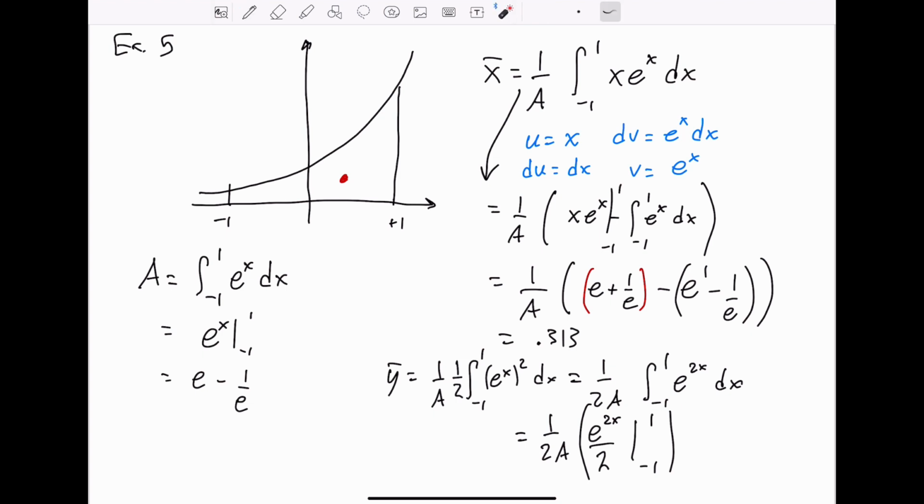Multiply by 1 over 2A. A, once again, is this value of the area. And if we plug this into a calculator, we get a value of approximately 0.772. So the x component for the centroid is 0.313, the y component 0.772, approximately. So x bar, y bar is approximately equal to 0.313, 0.772. So that looks like it would be slightly higher than what my guess was here. Somewhere probably around here would be the center of mass for this two-dimensional area.